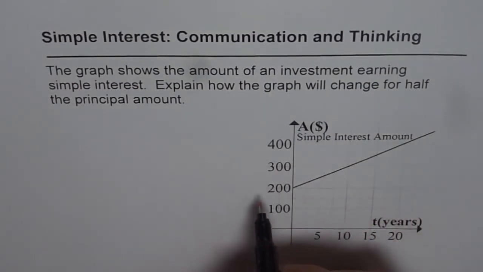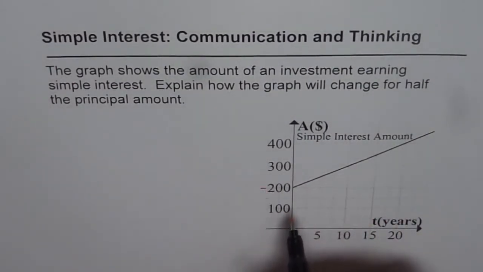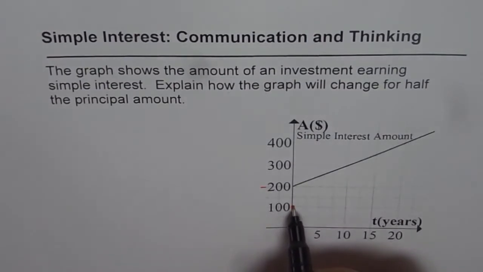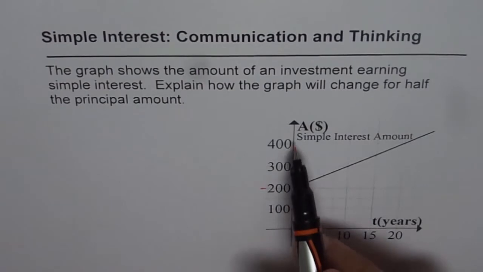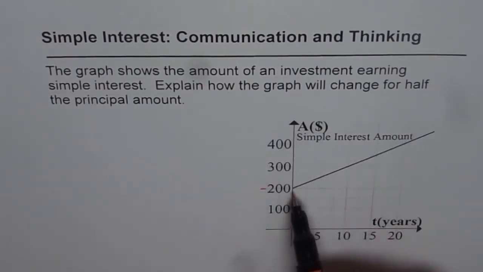So we can see that the principal amount is $200. Now if we do half of that, it should be $100, right? So one change is that the intercept on amount should be at 100, right? So at t equals 0, there is an investment of $100.